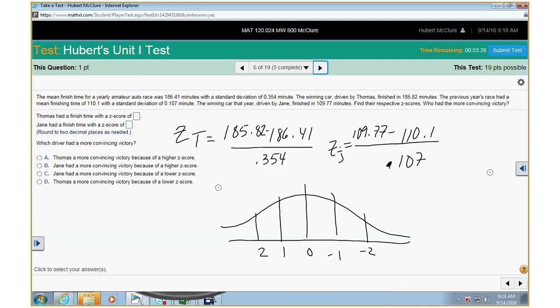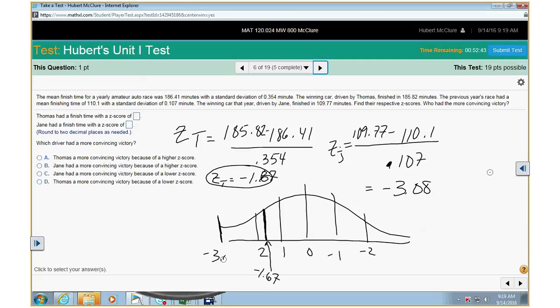And what does this come out to be? Thomas is negative 1.6. Negative 1.7. You have two decimals. What? 1.66? Yes. 1.67, whatever. So that's negative 1.67. All right, what does this one come out to be? Negative 3.08. Negative what? 3.08. So of course, that's way out here.